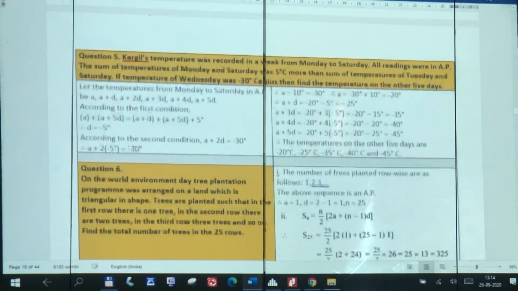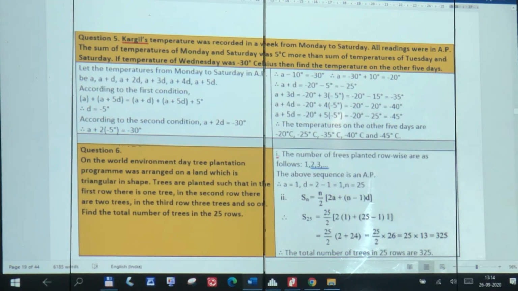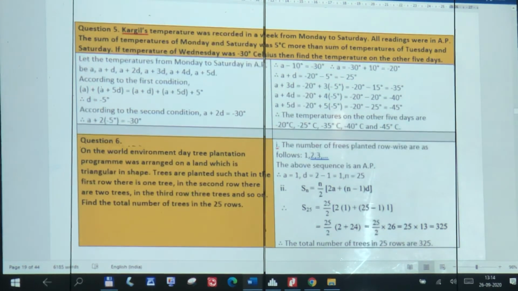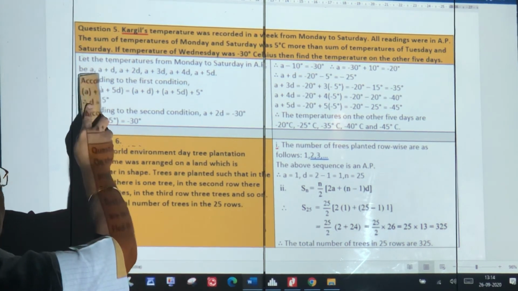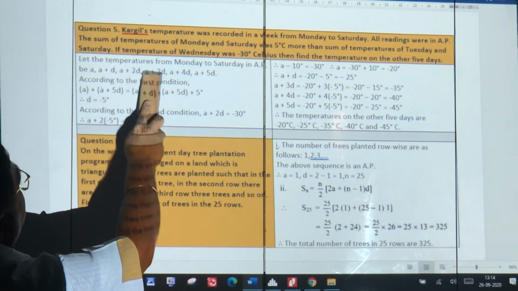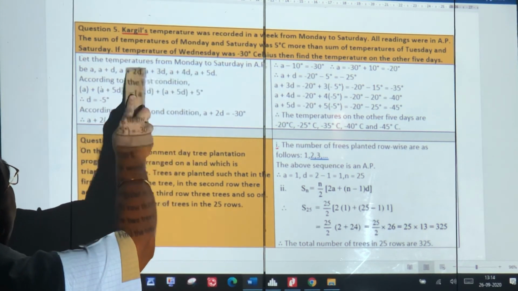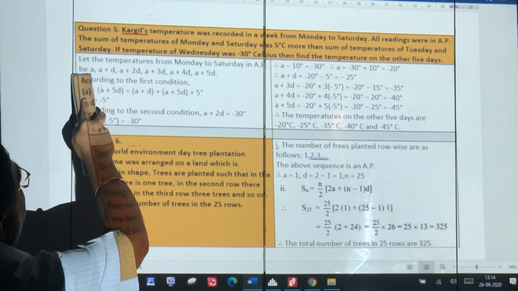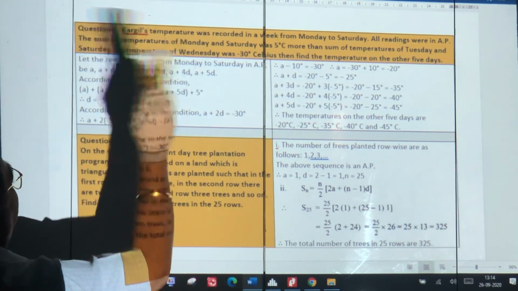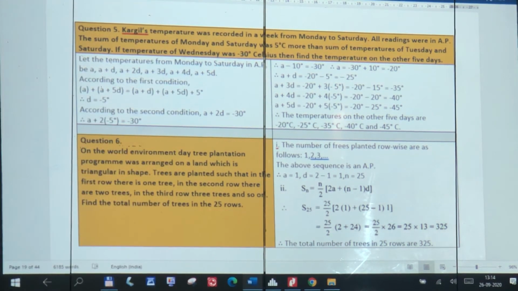Okay. Kargil's temperature has been recorded from Monday to Saturday. Now, as you know, there are 6 days. In this case we can't balance, we can, but we find that no problem. So a, a + d, a + 2d, a + 3d, a + 4d, a + 5d: 1, 2, 3, 4, 5, 6, Monday, Tuesday, Wednesday, Thursday, Friday, Saturday. Perfect. Now, all these are in AP, very nice.